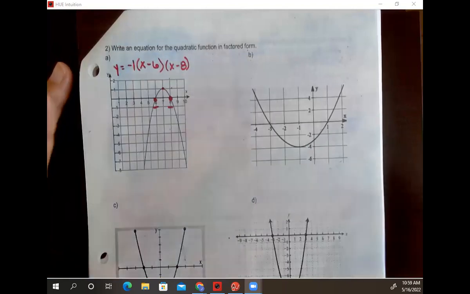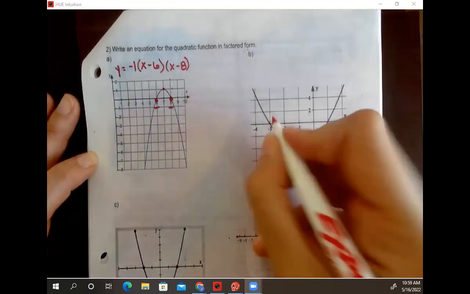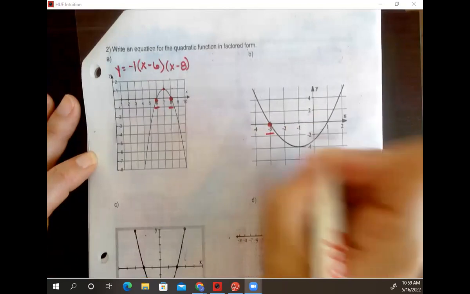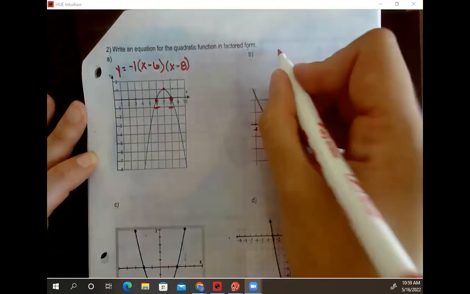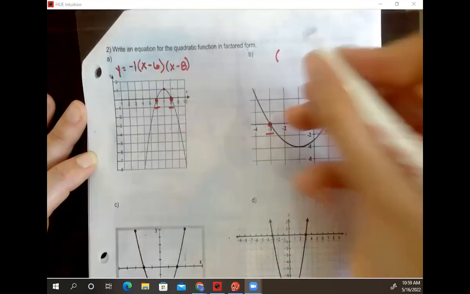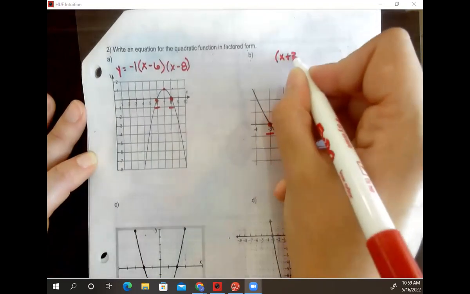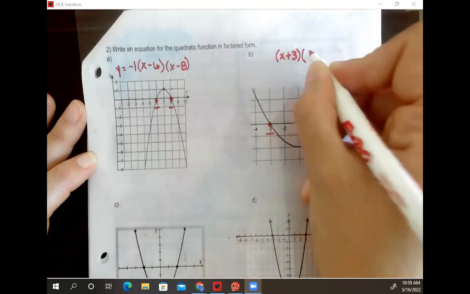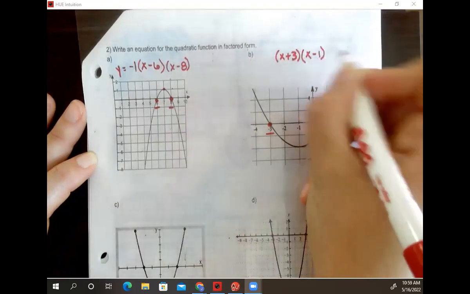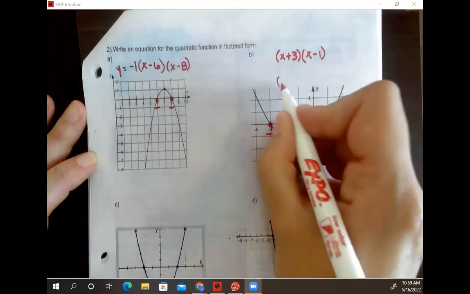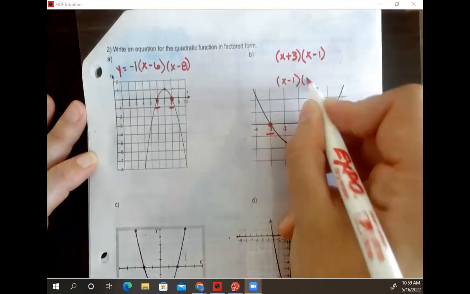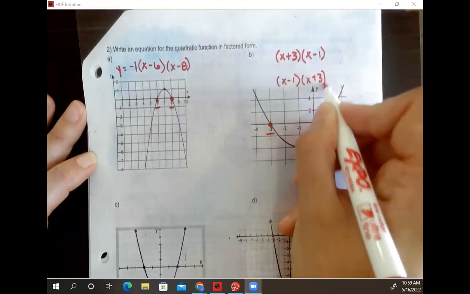For B, again, we're going to start by identifying our x-intercepts. So that would be here at -3 and here at +1. So the factor part of it would look like x plus 3 times x minus 1. The order of your factors is not important. So if you wrote this as x minus 1 times x plus 3, that's fine too.